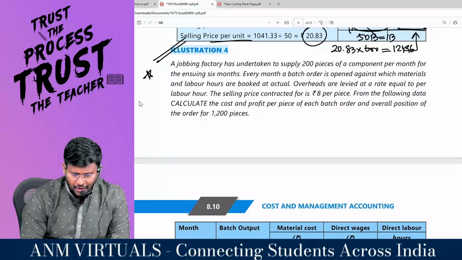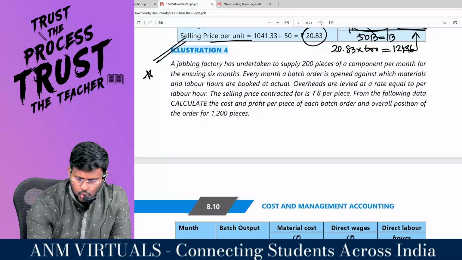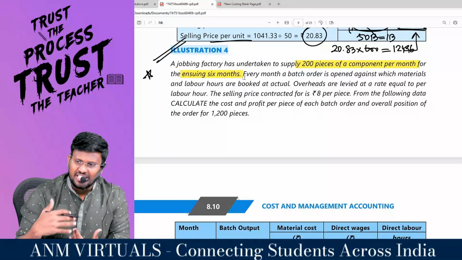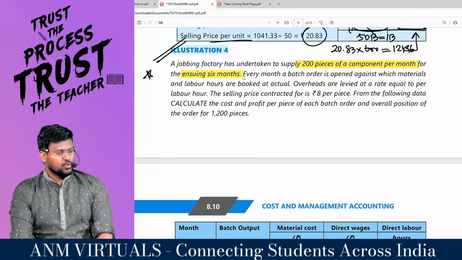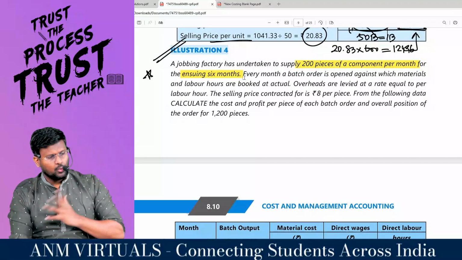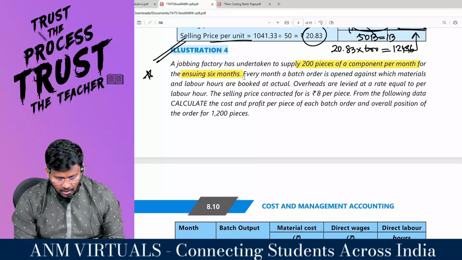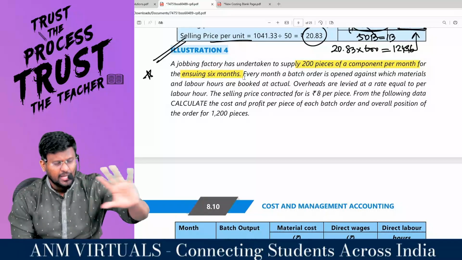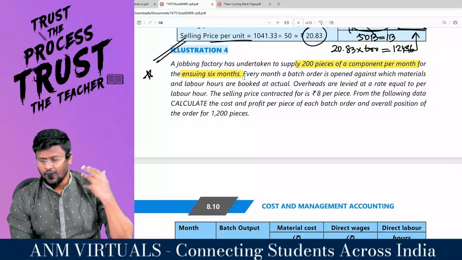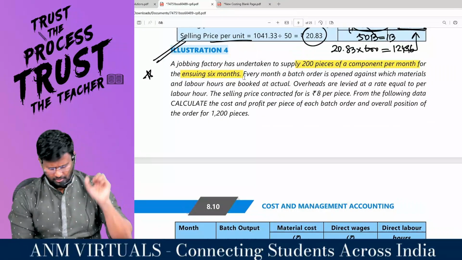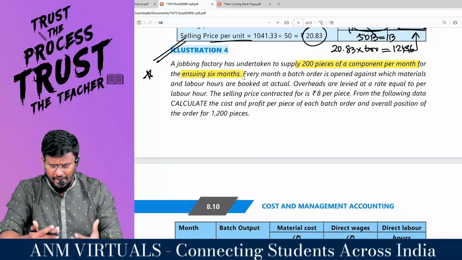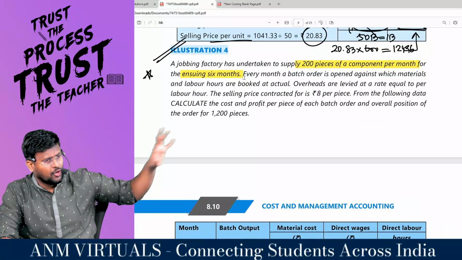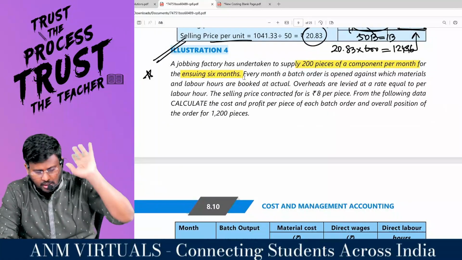A jobbing factory has undertaken to supply 200 pieces of component per month for the ensuing 6 months. So every month the factory is saying that it will supply 200 pieces. They have not said that every month they will manufacture 200 pieces. They may manufacture more than 200 or less than 200. For example, in the first month they may manufacture 240 units, keep 40 units of stock, and supply 200 units.